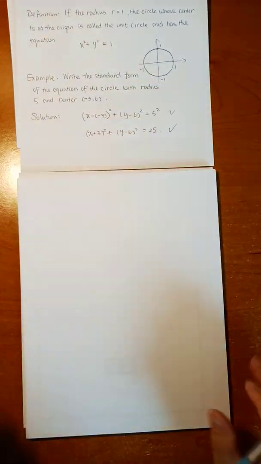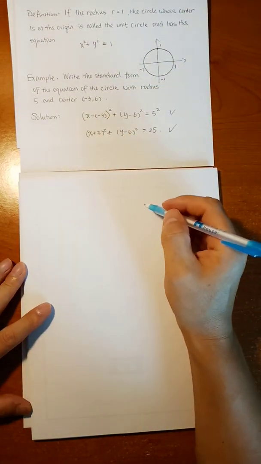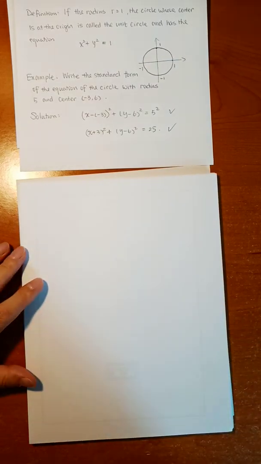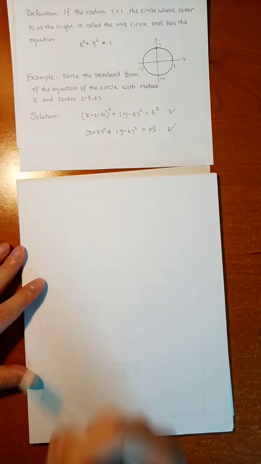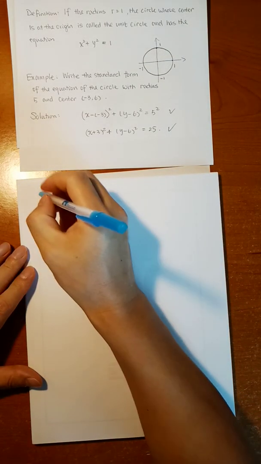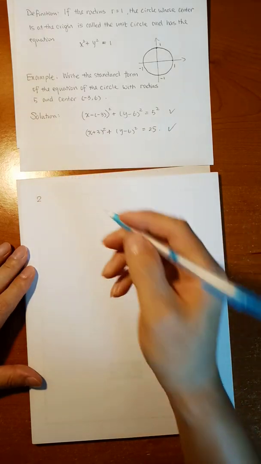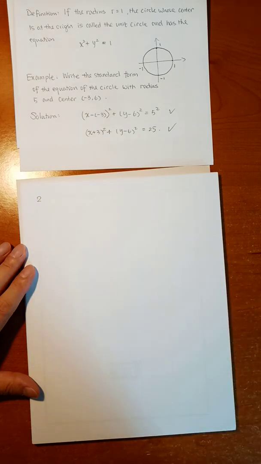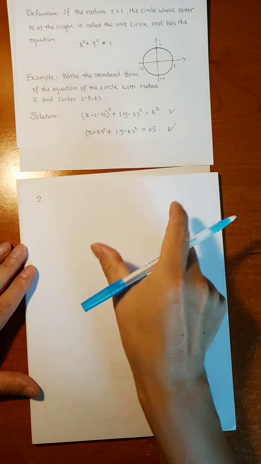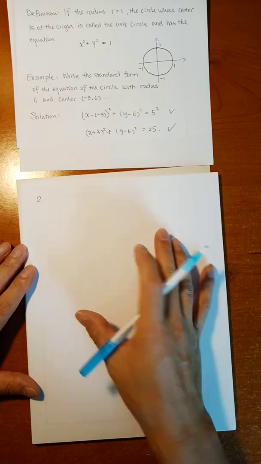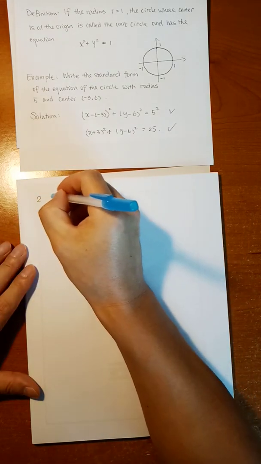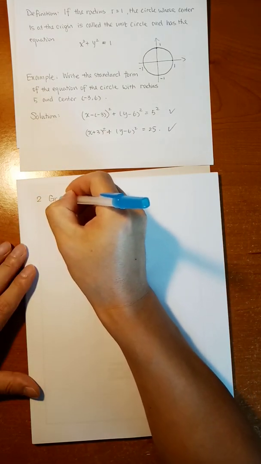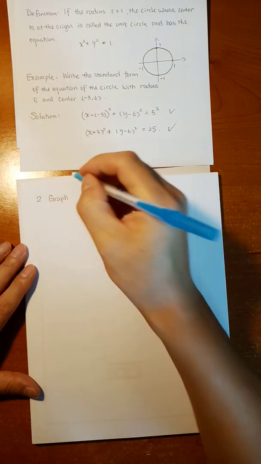Okay, so this is the first part: find the equation when you have the radius and the center. And second, possibly you directly have the equation and you want to graph a circle. Graphing a circle means you have to find the center and find the radius. So it's the opposite, reverse process. Graph a circle.